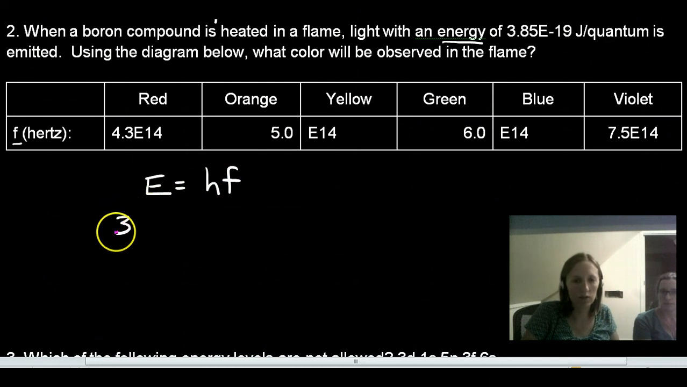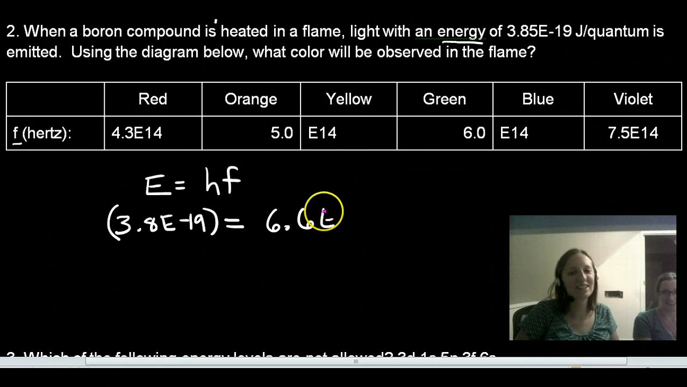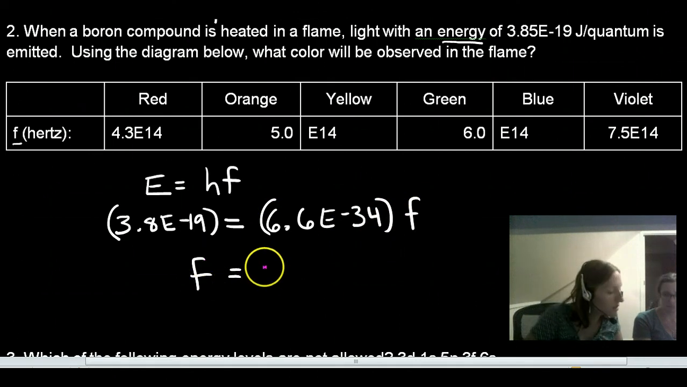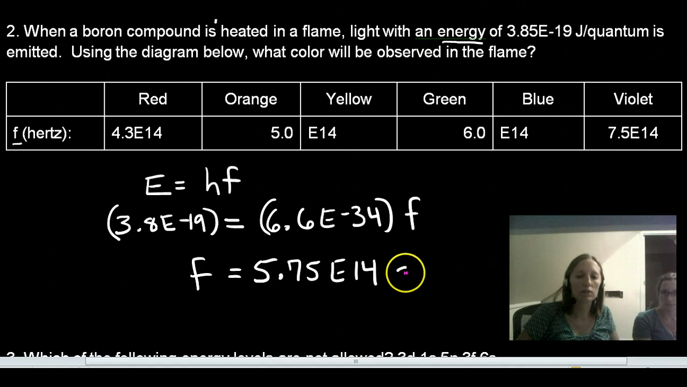Our energy is 3.8 e to the negative 19. Our h is Planck's constant, which is 6.6 e to the negative 34. And our frequency we don't know, so we solve for frequency, and it gives us 5.75 e to the 14th seconds to the negative first, also known as hertz, which is going to be right in between 5 and 6, kind of 3/4 over, which is green.